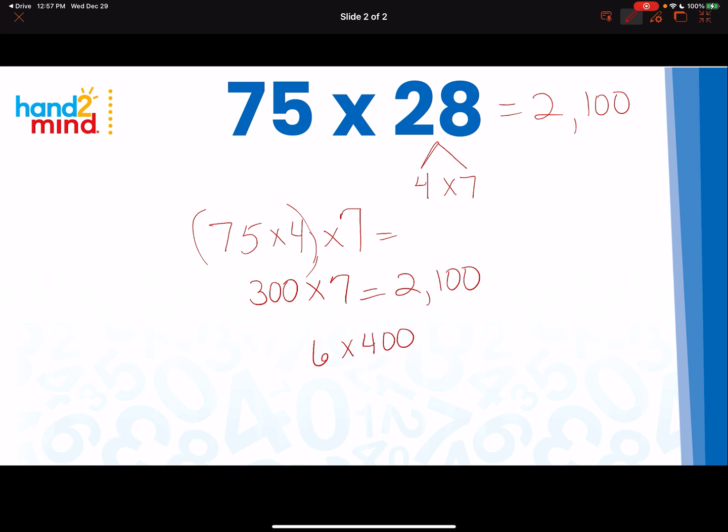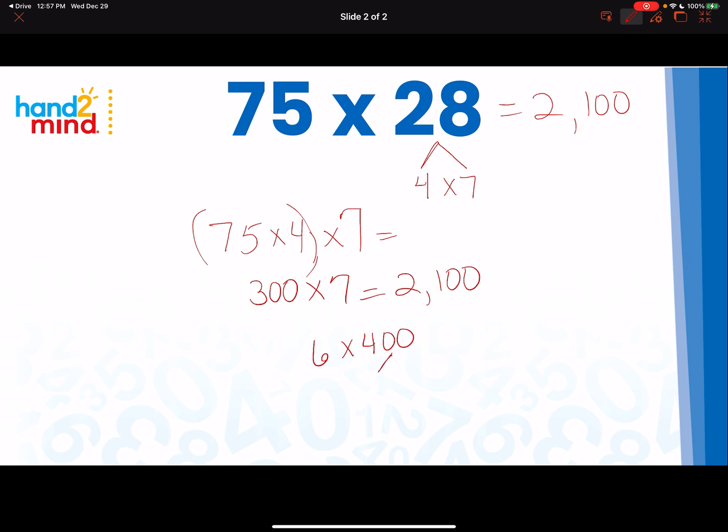What do we typically do? What do we typically do when you do 6 times 400? A lot of people tell me that they're doing 6 times 4, right? And they know that that's 24, and so then it's 2,400. But why does that work?